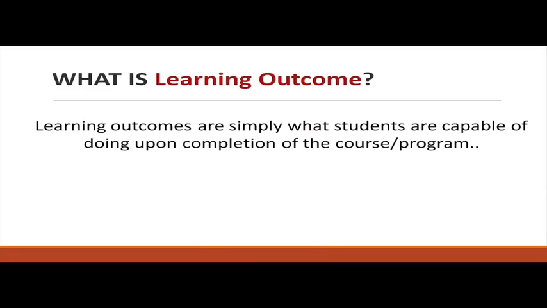Now, what is learning outcome? Learning outcomes are simply what students are capable of doing upon completion of the course or the program. A good learning outcome states what a student will know or be able to do at the end of the instruction. At the end of the 40 hours of the course, what the student can do, that is important, not the rote learning. So, it focuses on student performance, what they can perform, right.